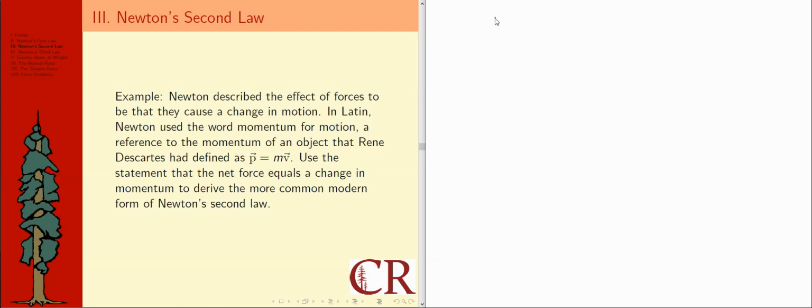In other words, instead of starting with F = ma, which I've claimed is the same thing, what if you used Rene Descartes' definition of momentum and said that F net is equal to a change in momentum? The way I'm going to write that is F net is equal to a change in momentum p. Triangle generally means change, always, right? In science and in other places.